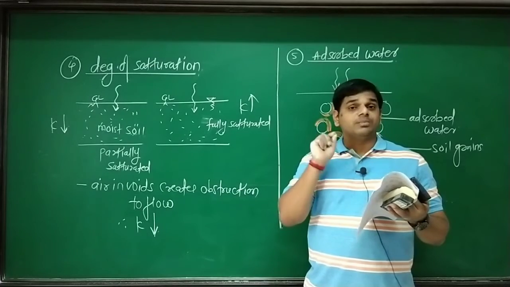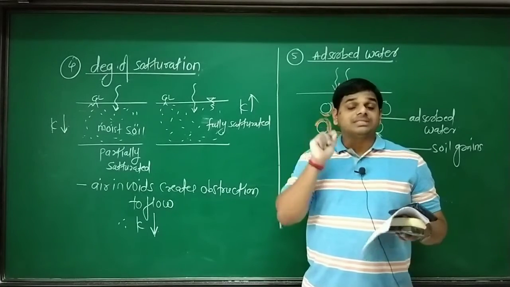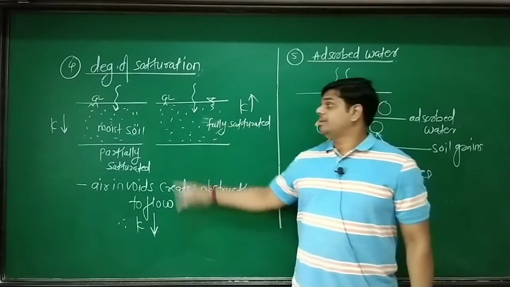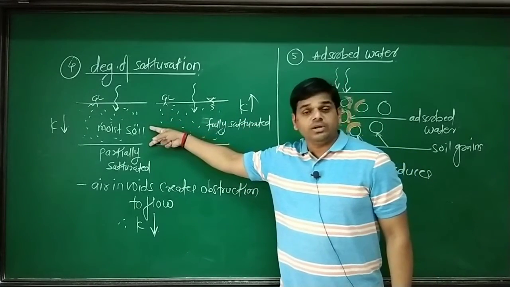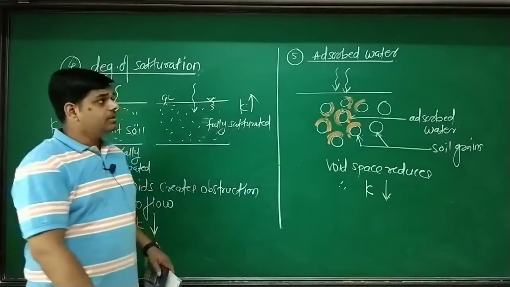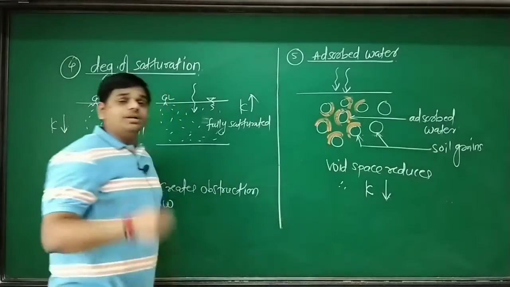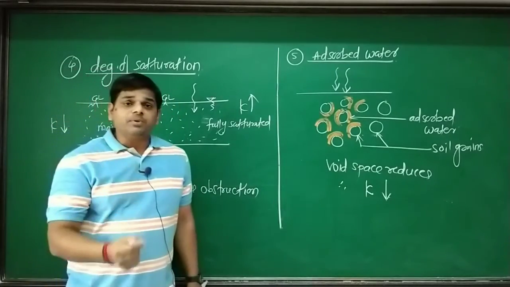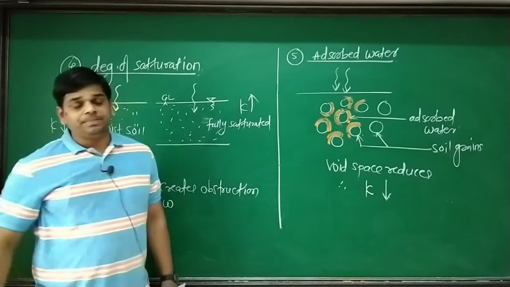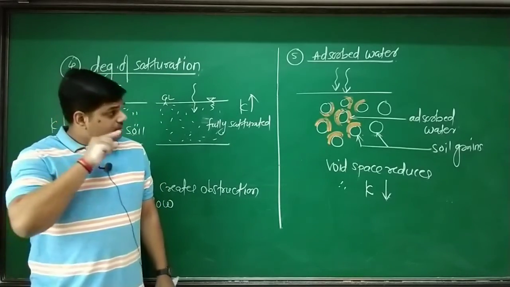A fully submerged or fully saturated soil will have higher permeability than partially saturated soil or moist soil. Now, the fifth property is adsorbed water. What is adsorbed water? It is the deposition of water molecules on the surface of soil grains.